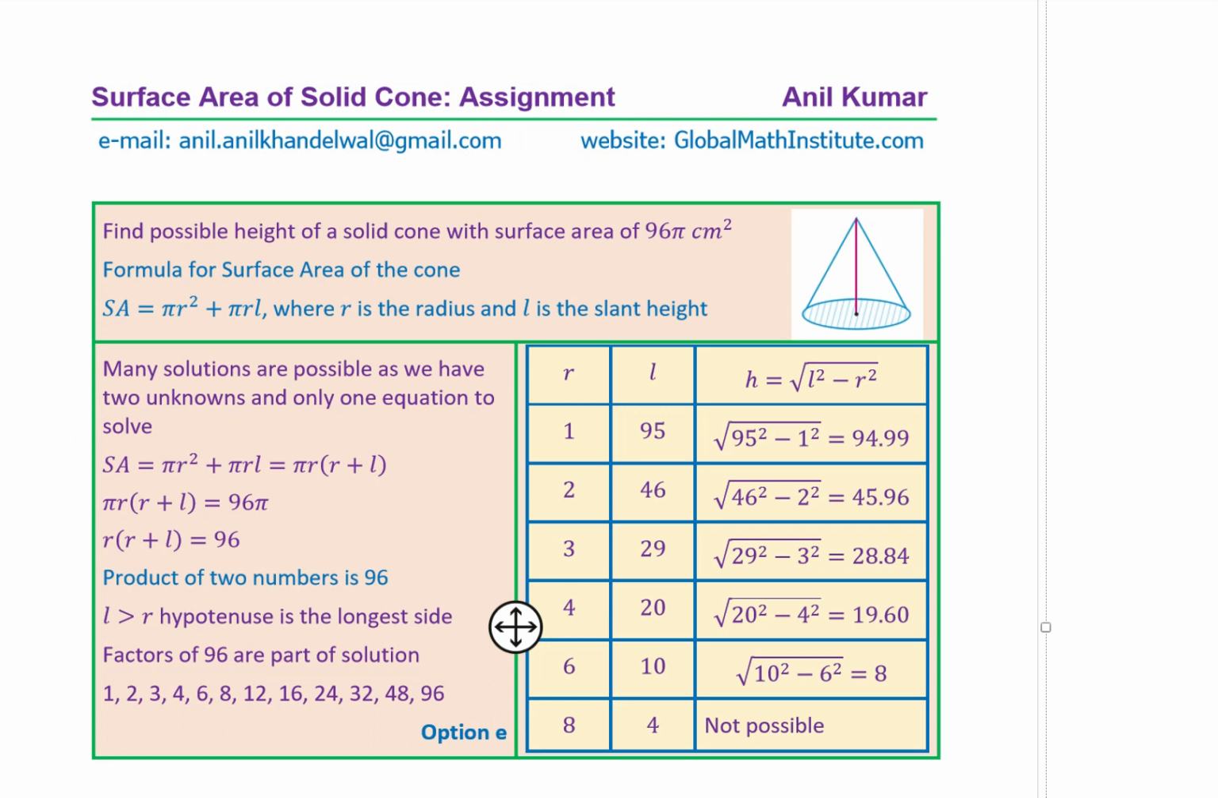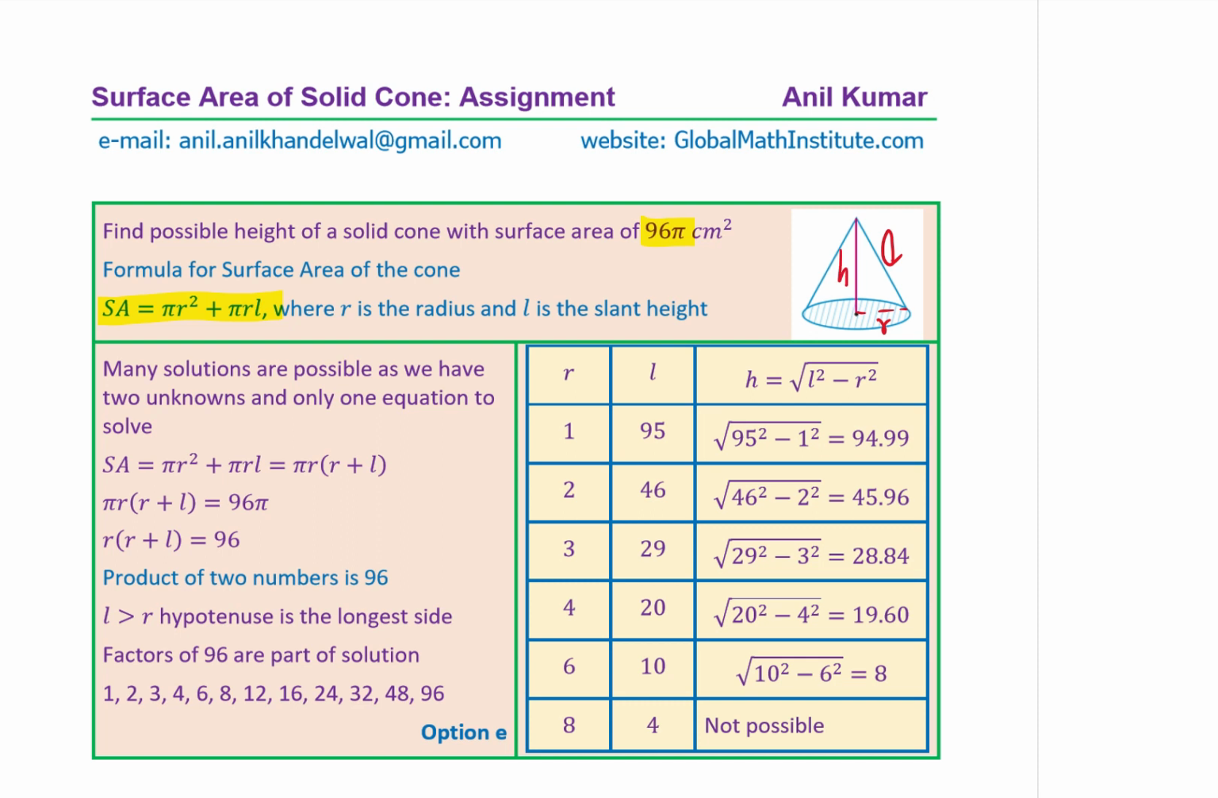The question, of course, we are given the surface area is 96 pi, and the formula is surface area is pi r square plus pi r L, where we know that L is the slant height, R is the radius of the circle, and height is what we need to find.